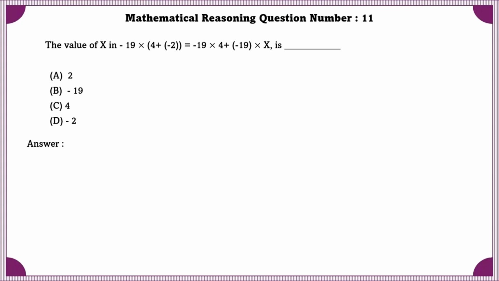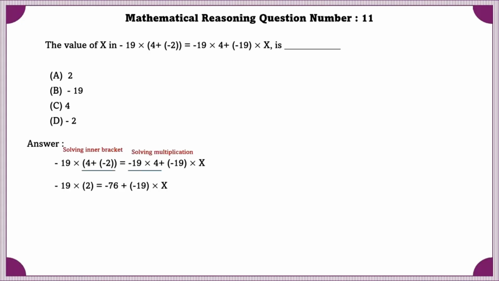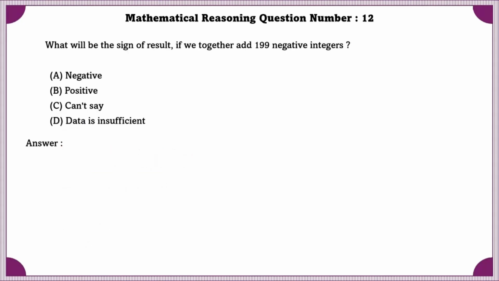Mathematical reasoning question number 11. The value of x in minus 19 into 4 plus minus 2, which is equal to minus 19 into 4 plus minus 19 into x is. First, let us solve the inner brackets. Then we will solve the multiplication. Doing that, we'll get minus 19 into 2 minus 76 plus minus 19 into x. From this, we can get the value of x, that is minus 2.